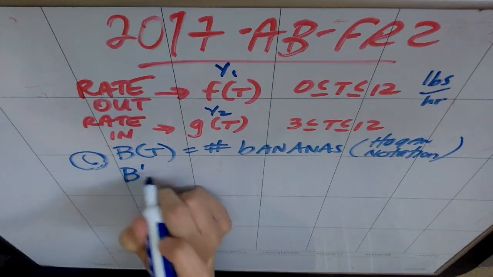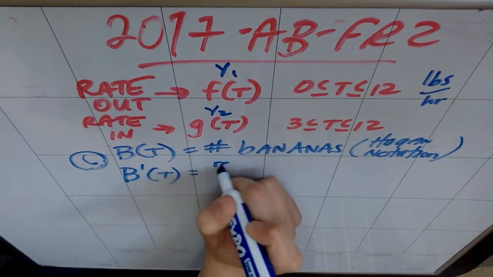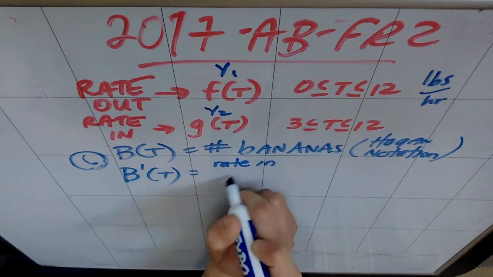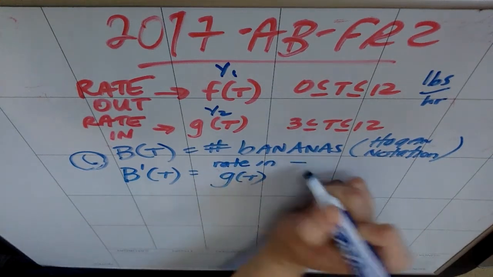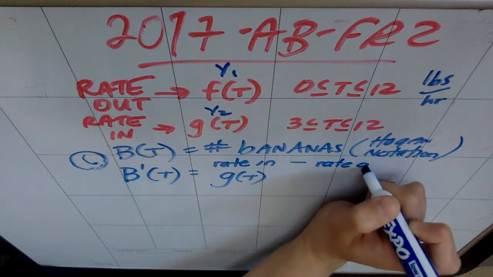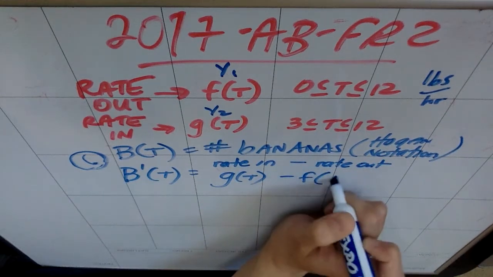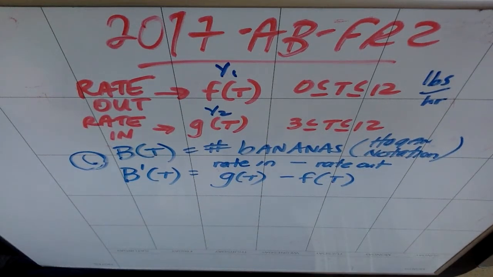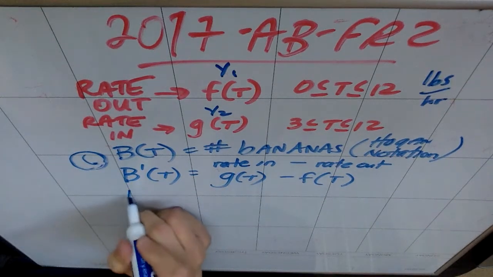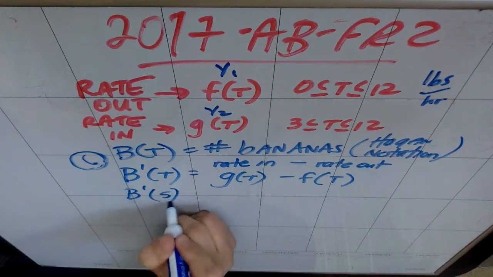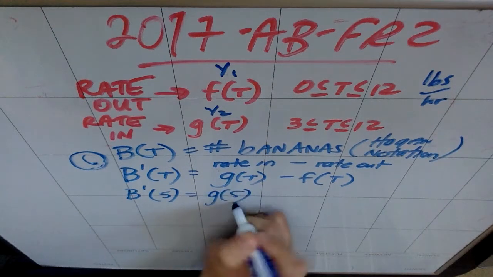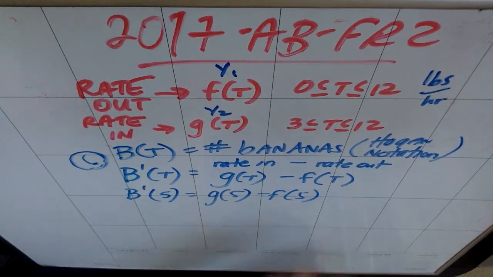That means that the rate of change of b of t is going to be the rate in, the rate bananas are being added, which is g of t, minus the rate out. And we see this happen a lot where they ask us to find the rate of change of something when there's a rate in and a rate out. It's going to be the rate in minus the rate that we're losing them. So b prime of 5 would be g of 5 minus f of 5, right?